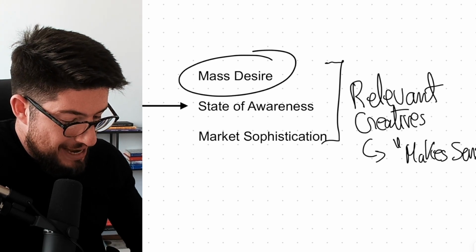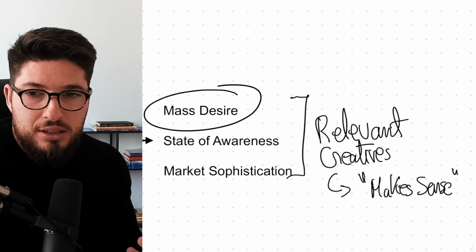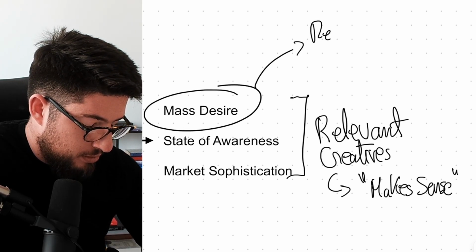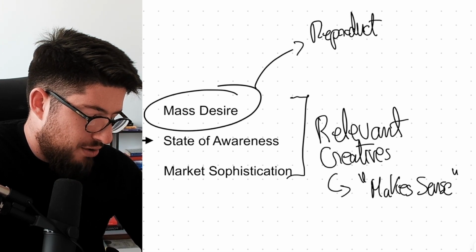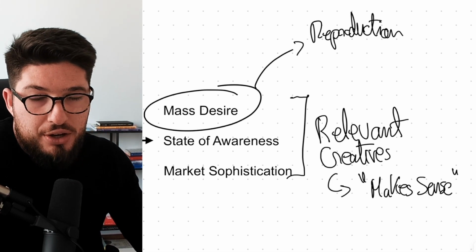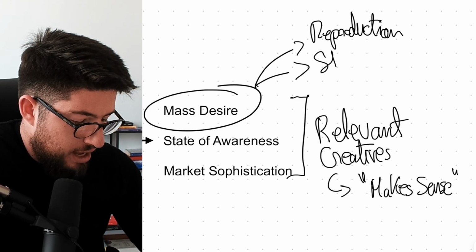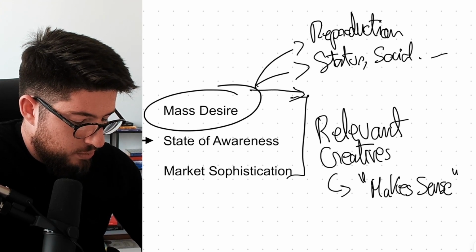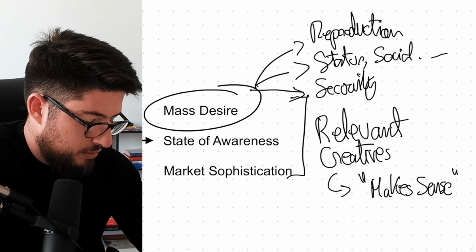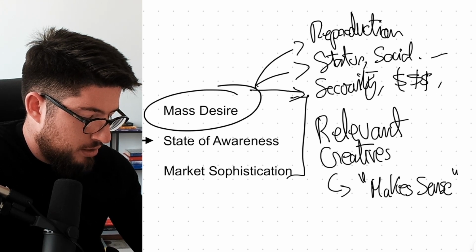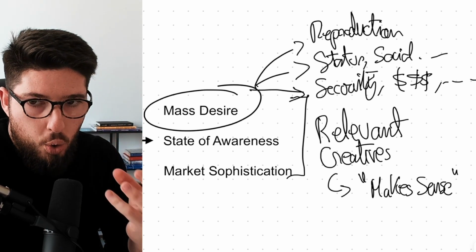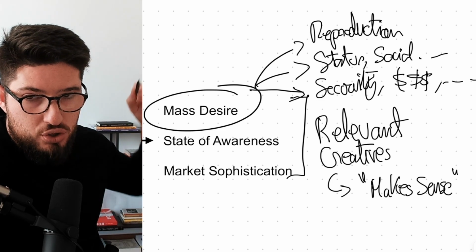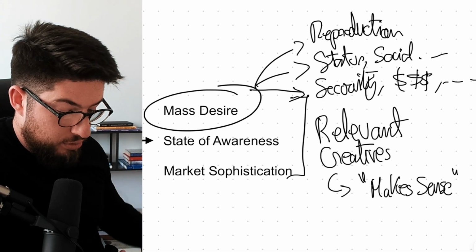So what is mass desire? It's basically the inner desire. It's not I want to sleep better. Mass desire would be reproduction, and you've got like 10 or 15 mass desires, but basically reproduction or being attractive. We might have status and social approval. We might have security, then things with money, etc. So basically, what is the core desire existing in your market that your user eventually wants to reach? What's that? And you have to detect that.